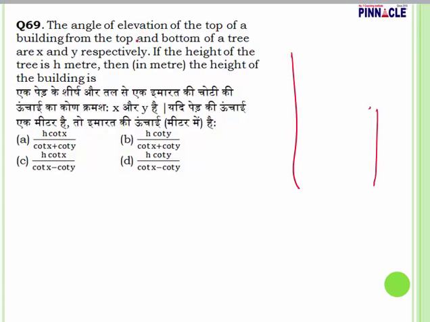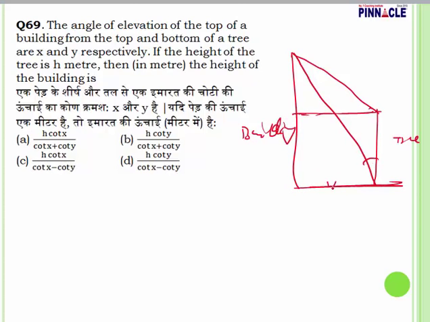Angle of elevation of top of a building from the top and bottom of the tree. This is tree, and this is building. This is top of the tree and this is bottom of the tree. This angle is equal to this angle. Now let's say this is B, then this is also B. And this is tree, let's say this is H. This is in fact A. If this is total A, and this is H, then this would be equal to A minus H.